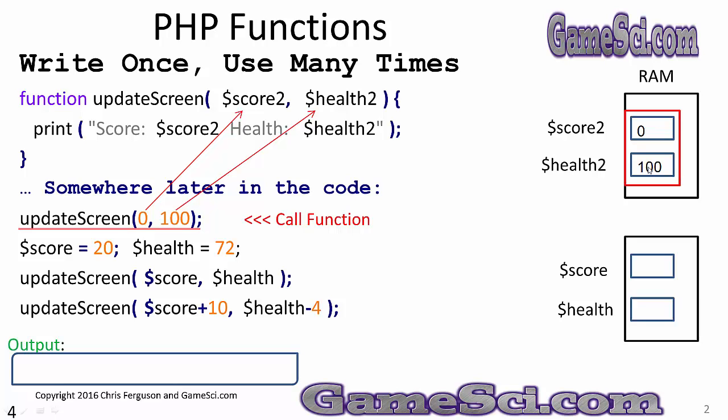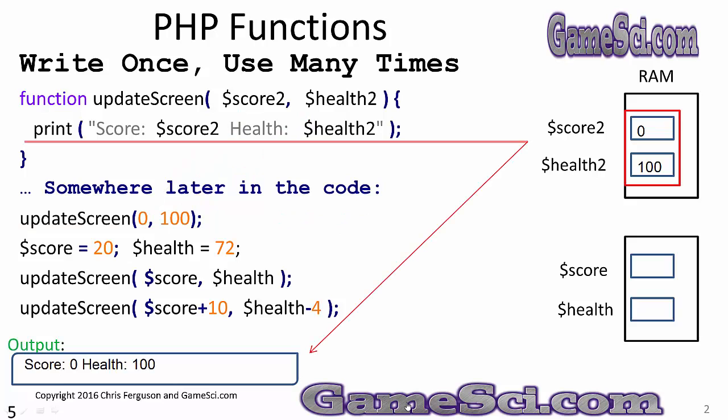This assignment is done automatically under the covers. The first argument always gets assigned to the first parameter, the second assigned to the second parameter, and so on down the line. What we've done is we've transferred the values in the arguments to the parameters, and it's time to execute the function.